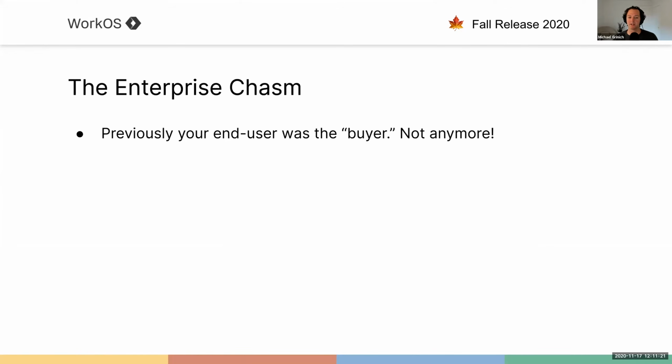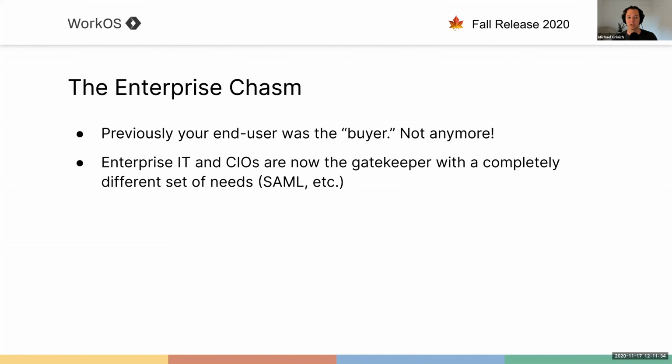And really the core essence of this is that your end user, the person that you previously were serving, was the buyer. They were originally putting in their credit card, but that's no longer the case. Now you have a totally different audience that you're selling to. And realistically, enterprise IT, the CIOs are the gatekeepers for those deals closing. And they have a totally different set of needs than the user. The end user cares about product features, but IT has a different set of requirements and needs.